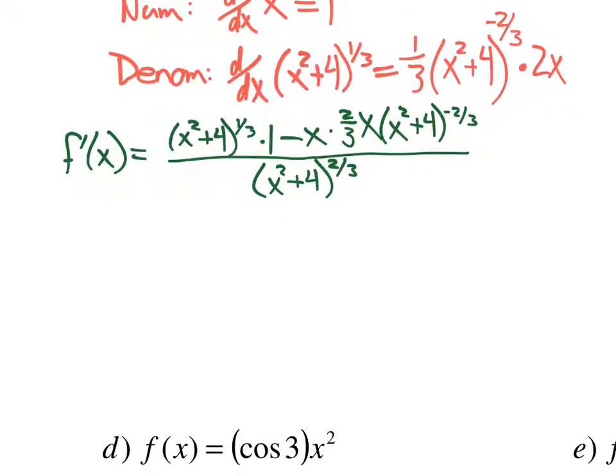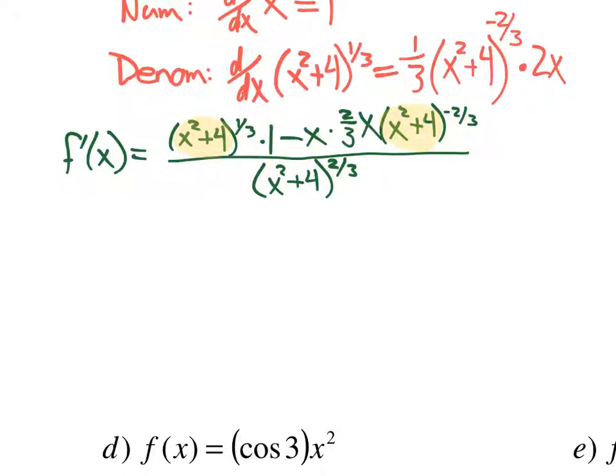Okay? Now you'll notice we've got an x squared plus 4, and we've got an x squared plus 4 here. Okay? So there is a common factor. The key is getting the exponents worked out properly. Okay? Now you guys know when you take a common factor out, you always take the lower of the two exponents out. Well, the lower one is the negative 2/3 in this case.